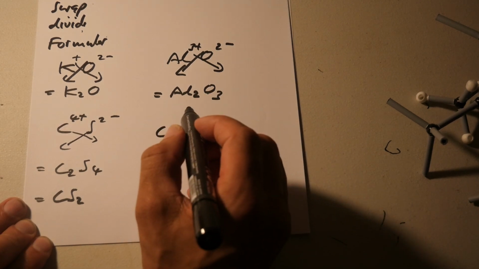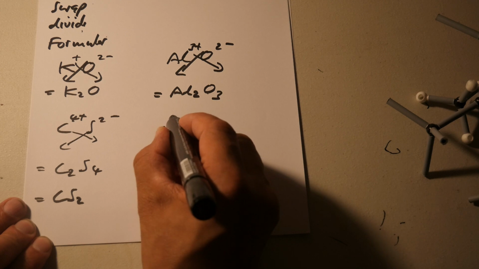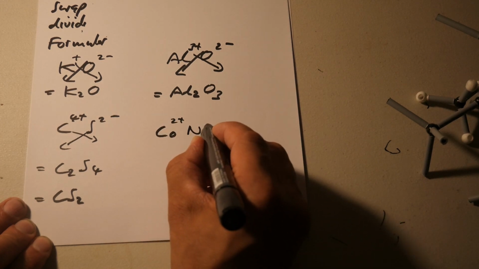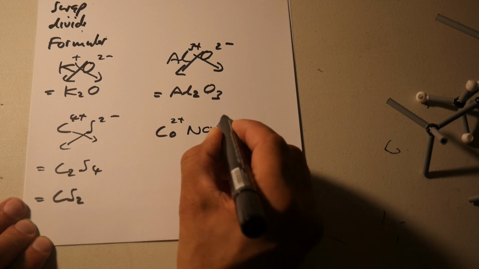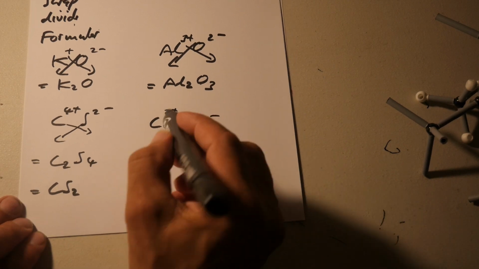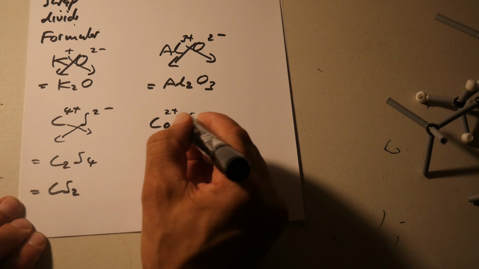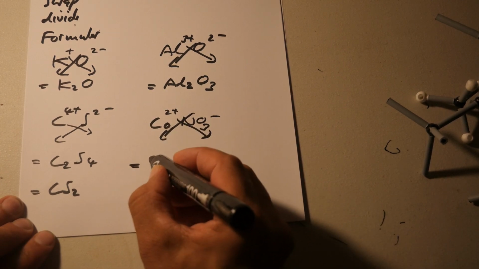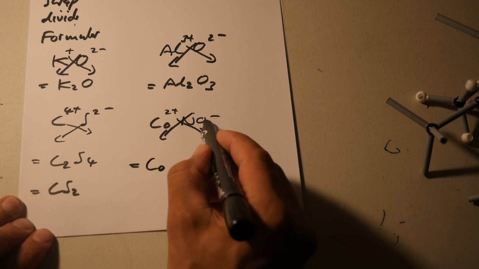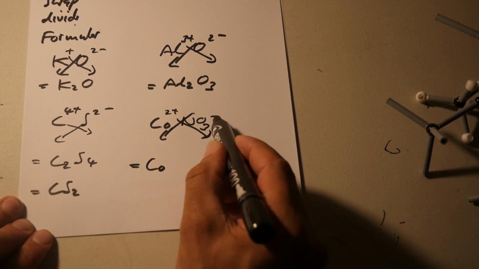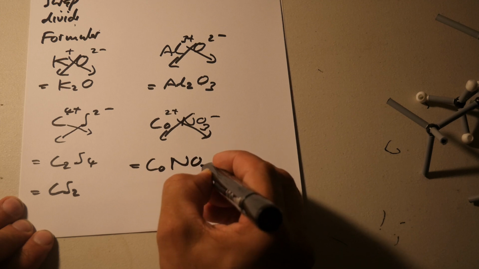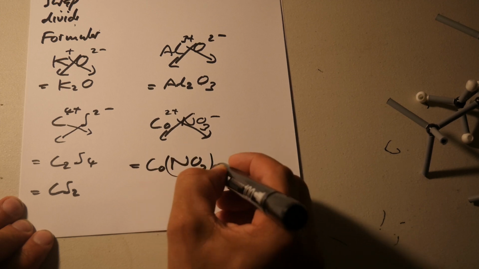cobalt 2 plus with NO3 negative, okay? So you divide down, you get cobalt, keeps that, you don't bring the negative one down, you just bring the 1 down, O3 2, okay?